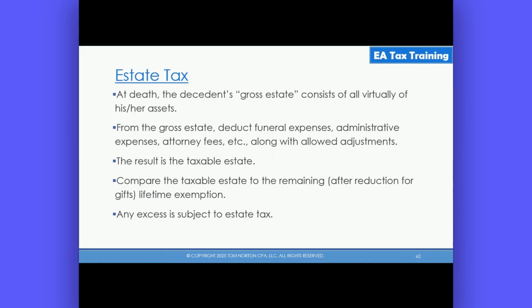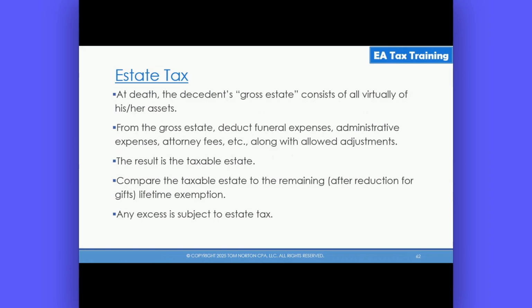Now let's talk about the estate tax. At death, the decedent's gross estate consists of virtually all of their assets. In part 2 of this course, we are going to talk about estate tax returns. So we'll go much more into this at that time. But for now, you just need to understand the basic idea here. All of their assets are considered part of their estate. That's their gross estate. You do then get to deduct certain things: funeral expenses, administrative expenses, attorney fees, and there are certain adjustments that you are allowed as well. So you subtract those expenses and those adjustments from the gross estate. That leaves you with the taxable estate.